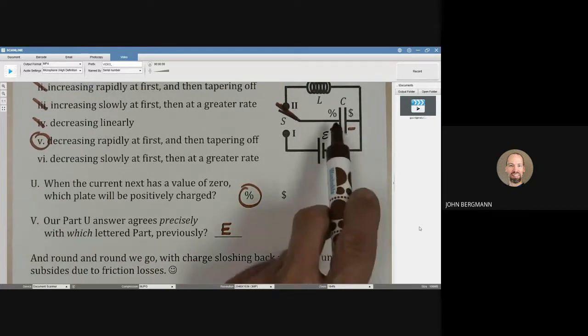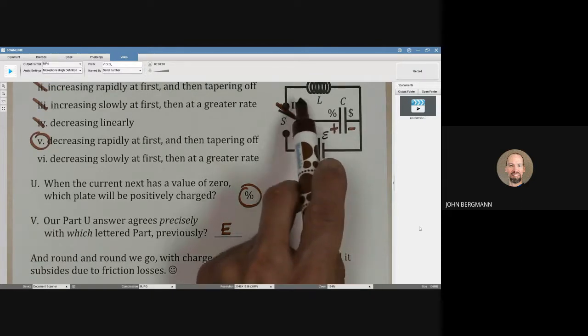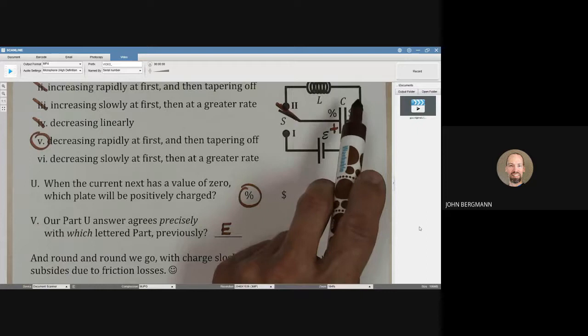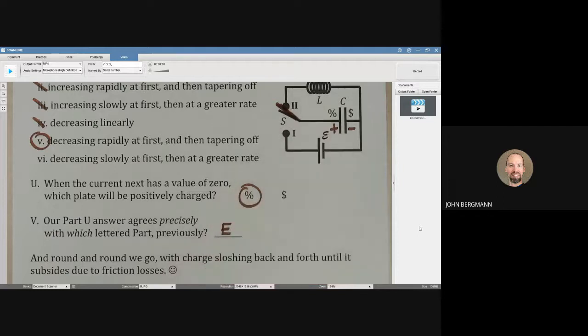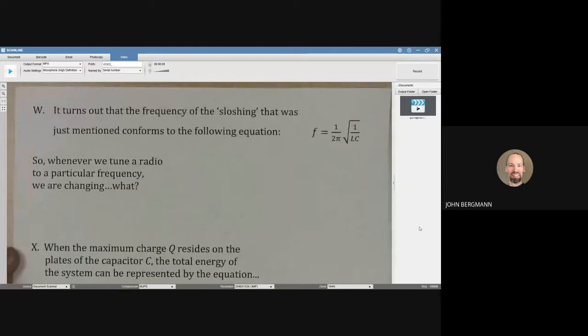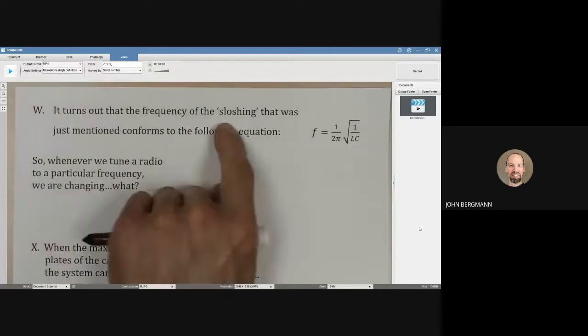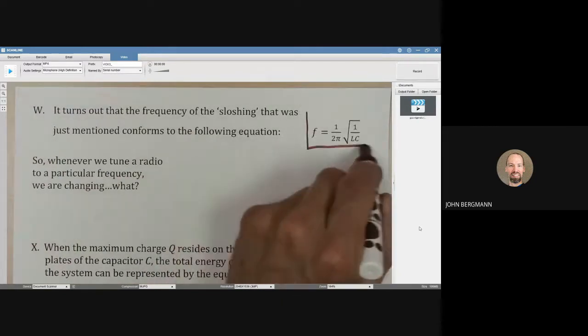So in this top part of the circuit, we're going to have current building in the clockwise direction and then tapering off, and then building in the counterclockwise direction and tapering off, and then building in the clockwise back and forth at a particular frequency. And it turns out that the frequency of the sloshing conforms to that equation right there.